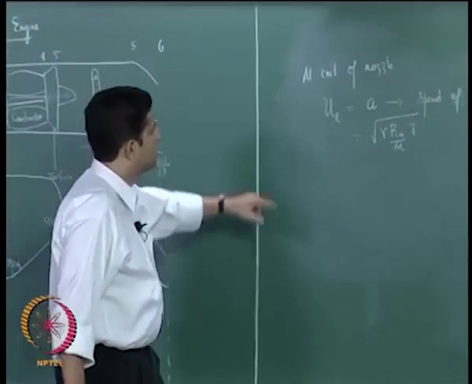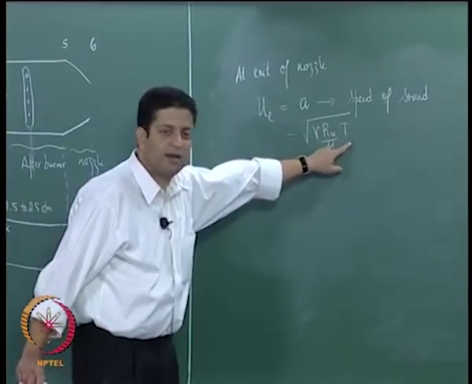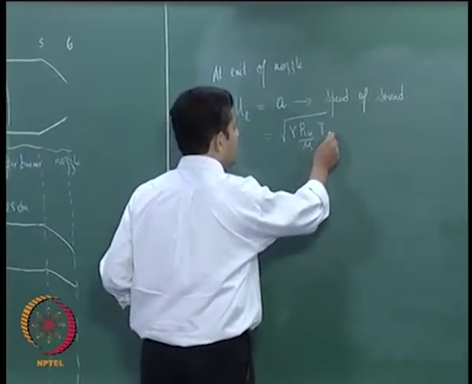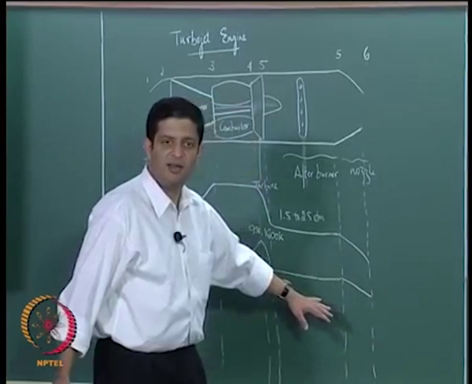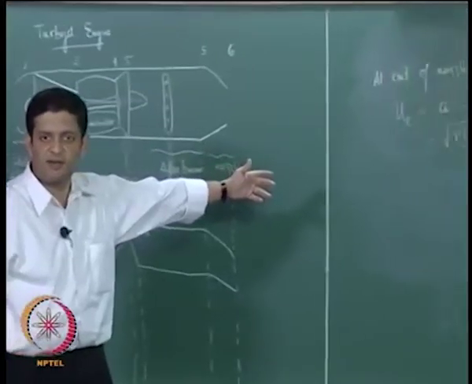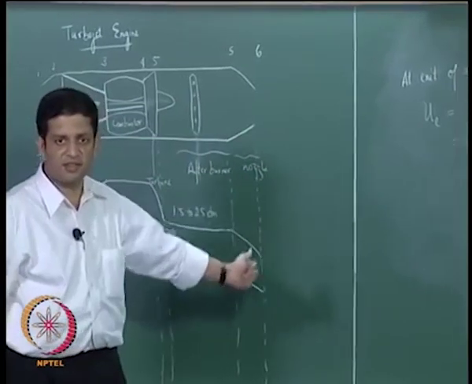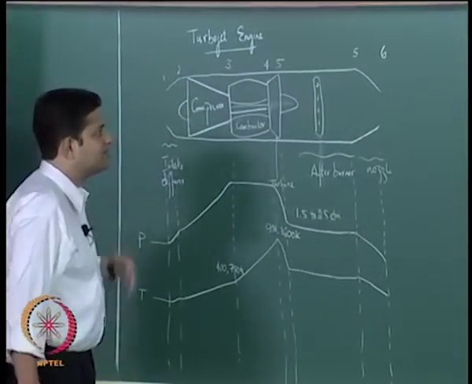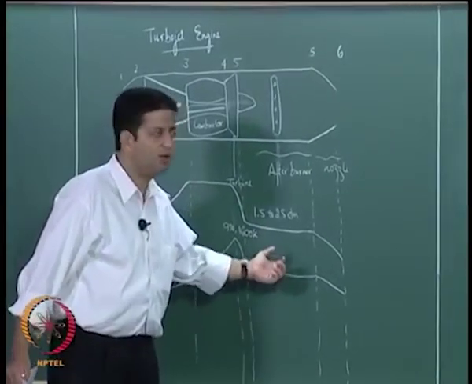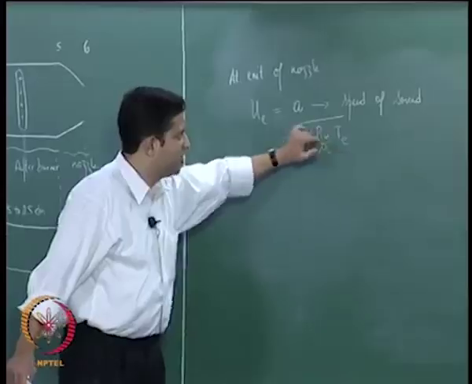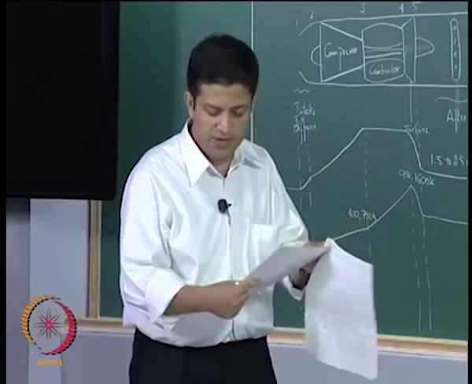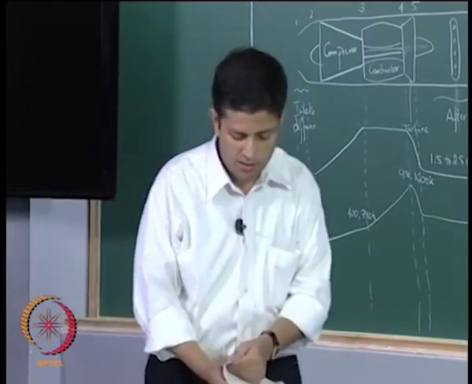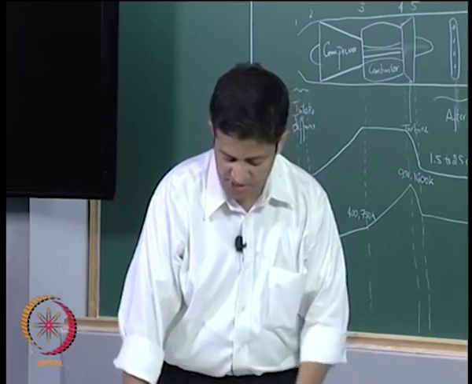Okay, so notice that UE is directly dependent on the temperature at the exit of the nozzle, TE. So if the temperature at the exit of the nozzle is large, then you get a higher velocity, and therefore higher thrust. That is the reason for this to produce the thrust. You have a higher temperature at the exit and therefore you get a higher velocity. Now, let us try and look at how to derive the thrust equation.